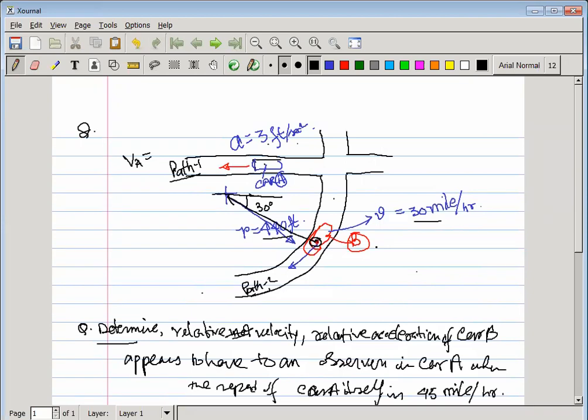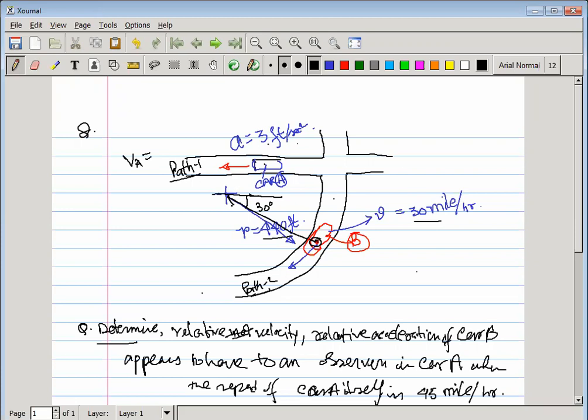See, the thing is very simple here. There is one straight path and one curved path, and that curved path has a radius of 440 feet. Car B is at a position 30 degrees with respect to the horizontal axis, and car B has a constant velocity of 30 miles per hour. It is also given in the question that car A has an acceleration of 3 feet per second squared in this direction, which I show with the arrow.